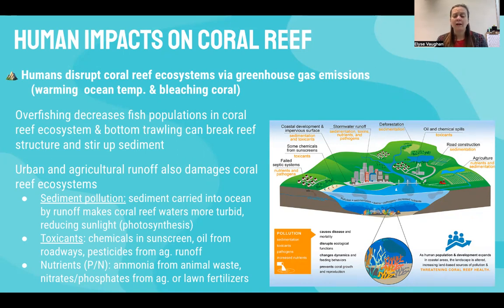And then finally, nutrients. We can have ammonia from animal waste, nitrates or phosphates from fertilizers, whether that's agricultural, people putting them on their lawns, or even golf courses. All of that runoff leads to those algal blooms, which then result in overuse of the nutrients and the die-offs, and then the subsequent dead zones from the decomposition, using up all the oxygen in the water. So lots of different ways that we impact coral reefs.